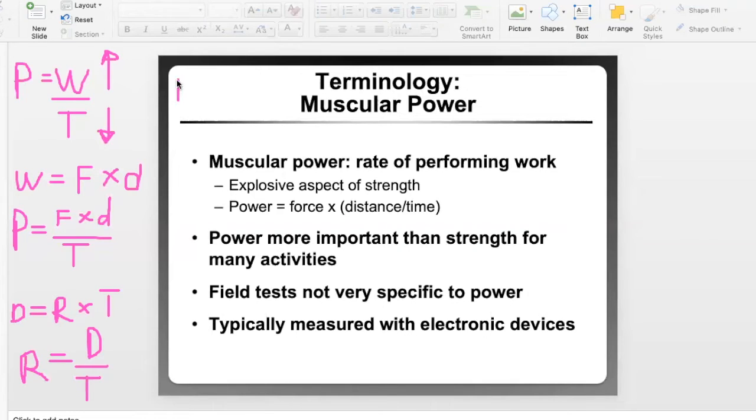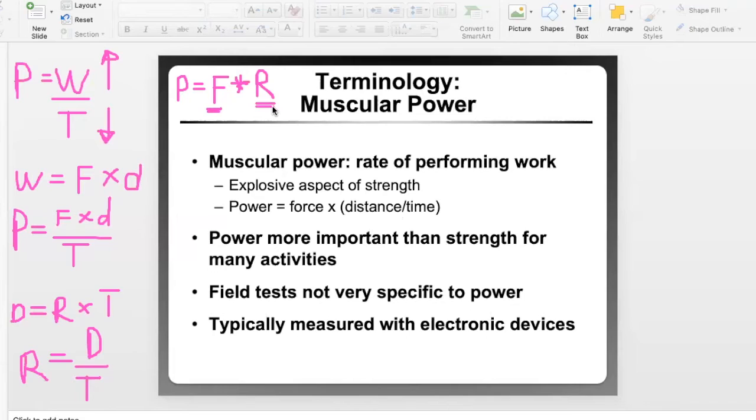So power is equal to force times distance divided by time, which is equal to rate. So power is a combination of the amount of force, but also the speed at which you distribute that force.